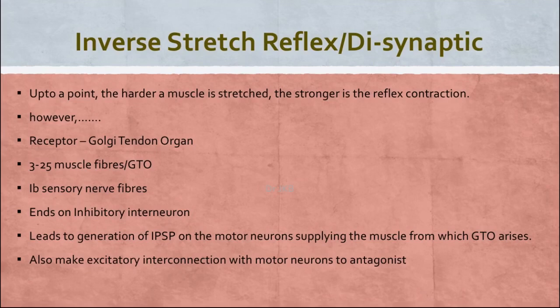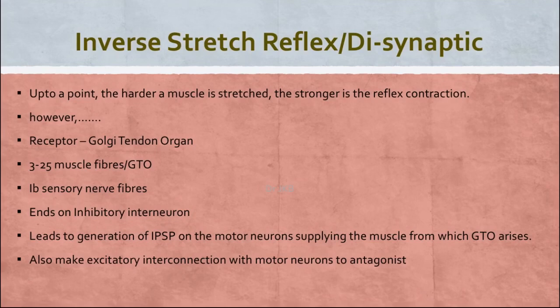All right. The second one is disynaptic reflex. Till now, we studied the monosynaptic reflex, that was a stretch reflex. There was only a single synapse in that entire reflex arc. In this one, the inverse stretch reflex, there are two synapses, not only one. Secondly, it's known as inverse stretch reflex.